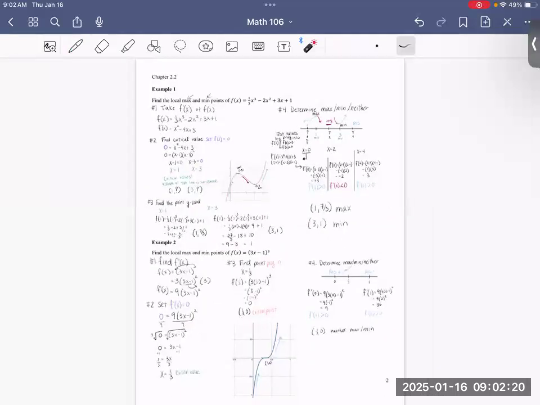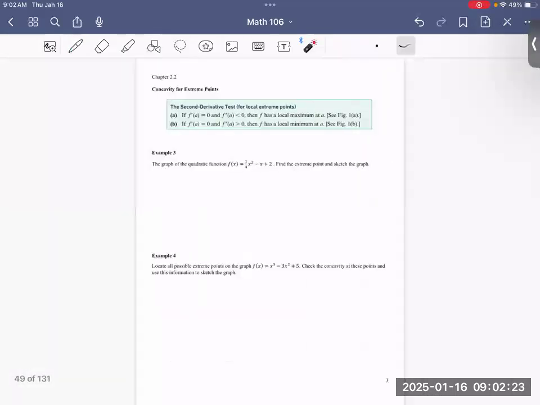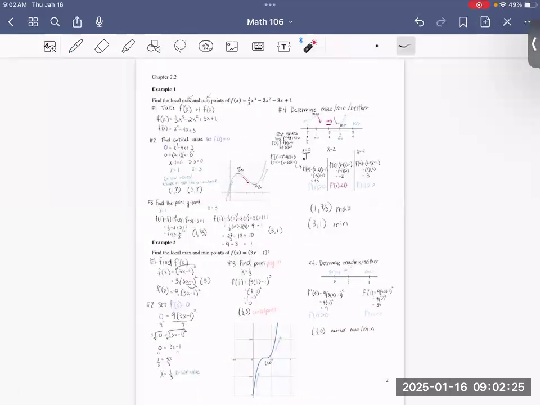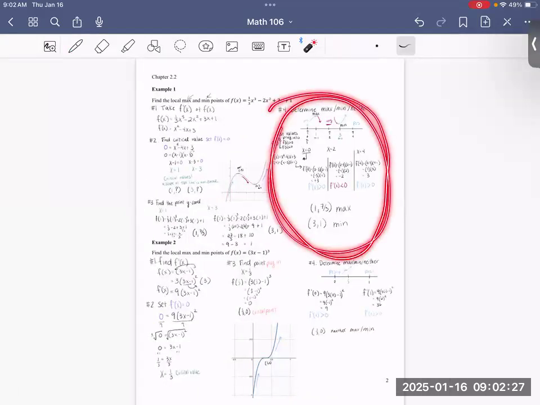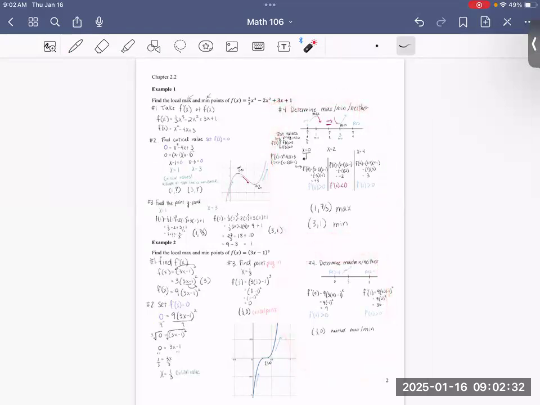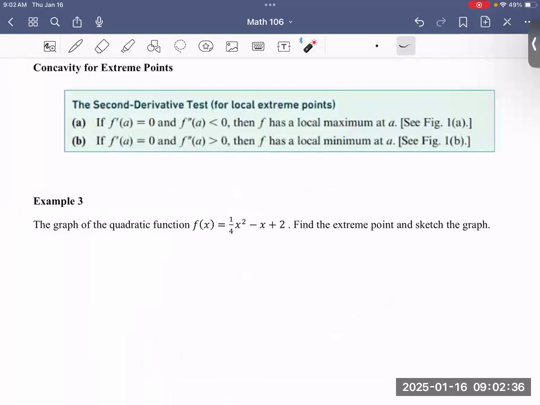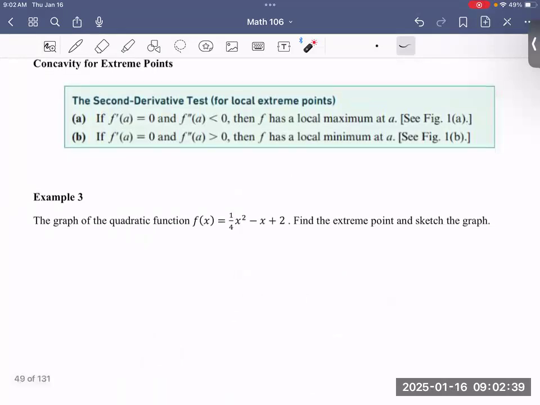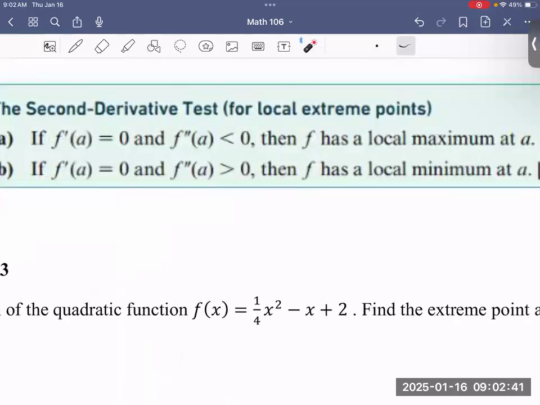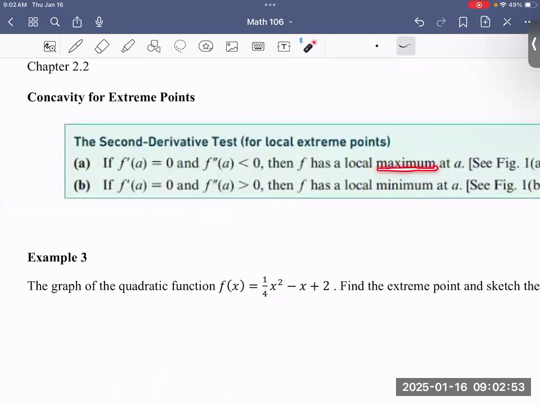Now, we're going to introduce you to the second derivative test, where all that changes is that we're not really testing this point here or these values here. If you like this process, by all means use it. The second derivative test is just testing concavity. So it goes on to say, if your first derivative is equal to 0 and your second derivative is less than 0, so it's negative, then we have a local maximum.